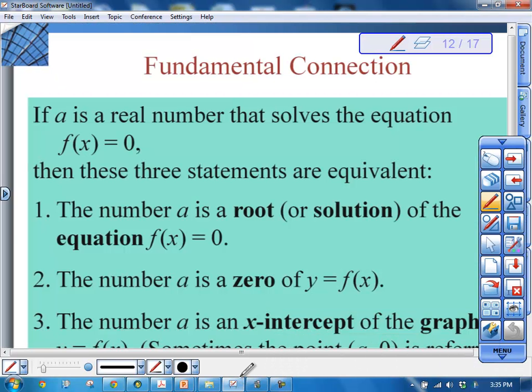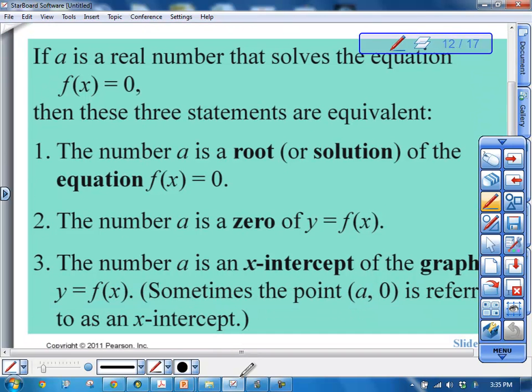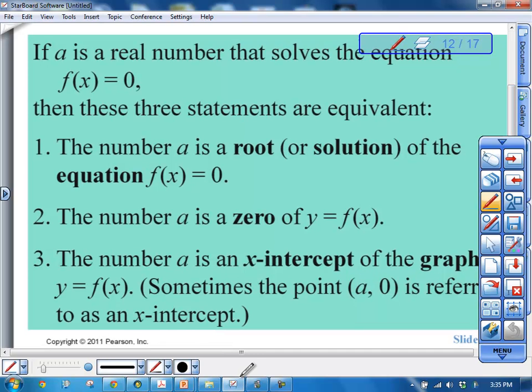All right, next the book gives this fundamental connection, which is something you've already learned, but just to review it with you. If we have a number that solves an equation that's equal to 0, then you can say these things. You can say it's a solution or a root. You can say that's a 0 of that polynomial, or you could say it's an x-intercept of the graph. Because for a polynomial, when it goes through 0 right here, that's either a solution, a root, or an x-intercept.